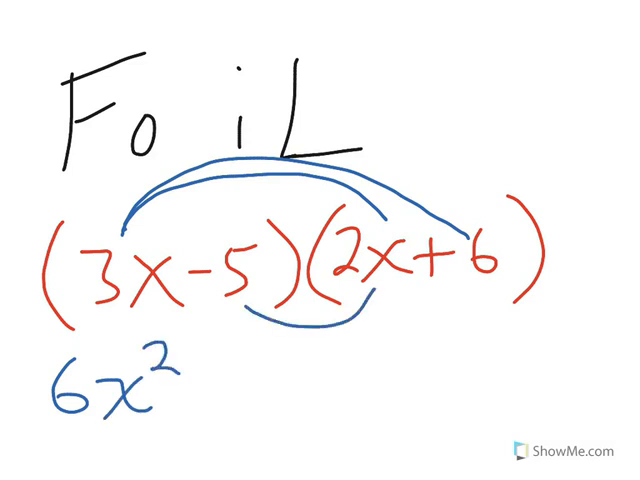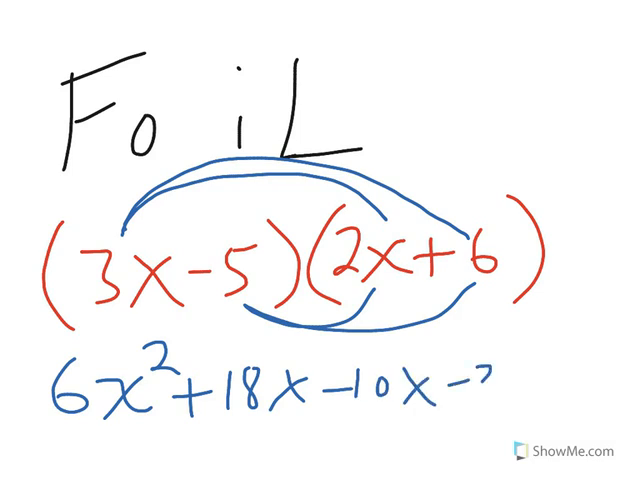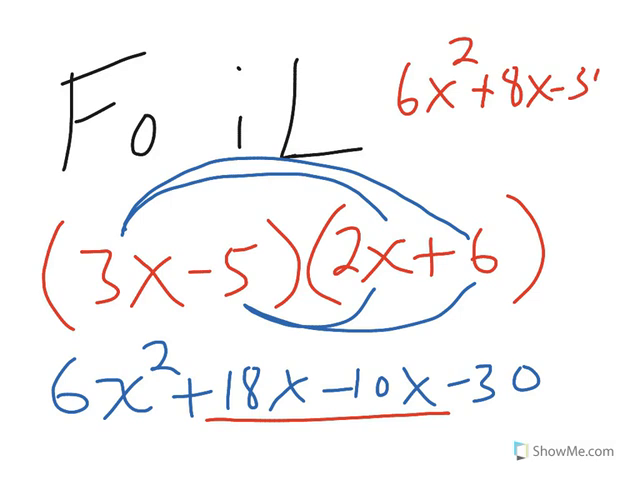The next thing I'm going to do is negative 5 across. That gives me 3x times 6 is 18x, negative 10x, negative 30. Combine my middle terms. My middle terms are always going to be the ones that I can combine when we have this. And so my answer is 6x squared plus 8x minus 30.